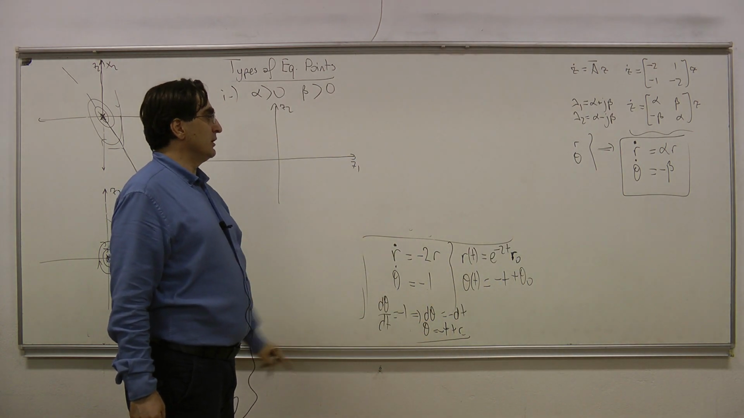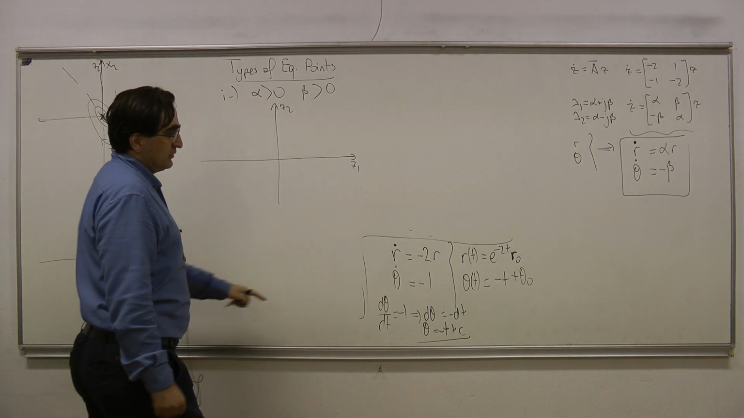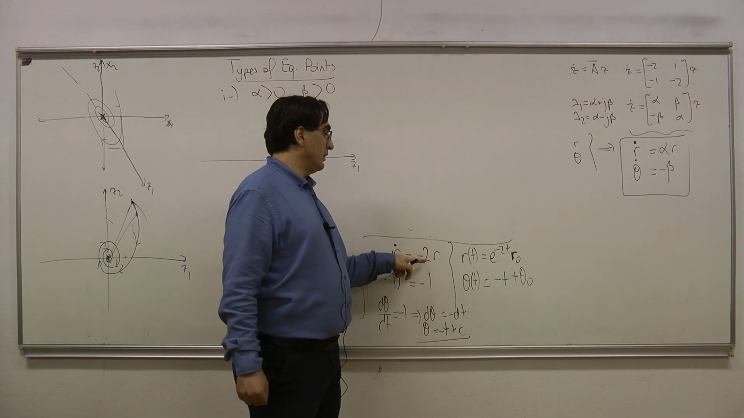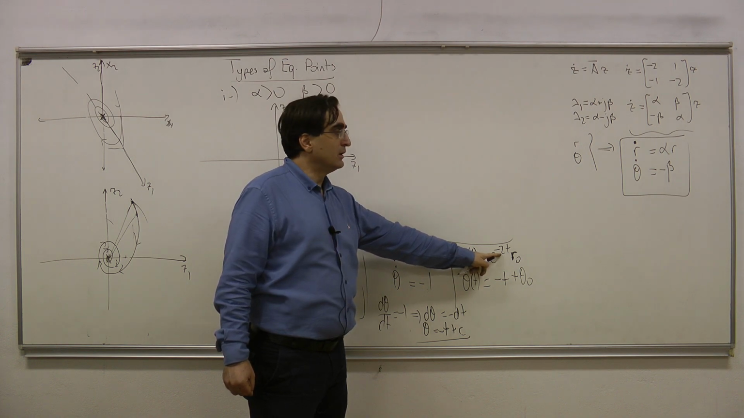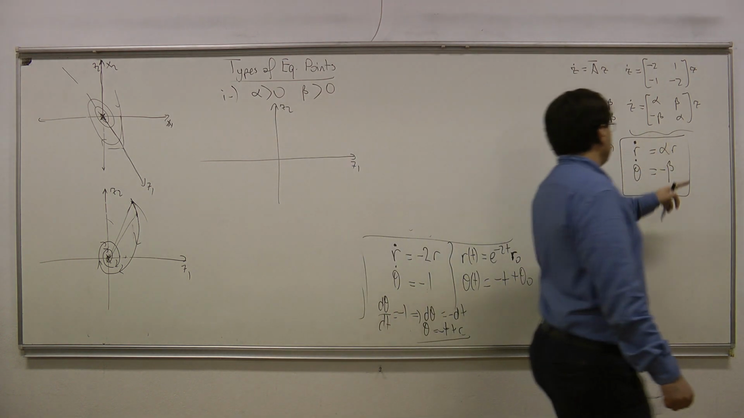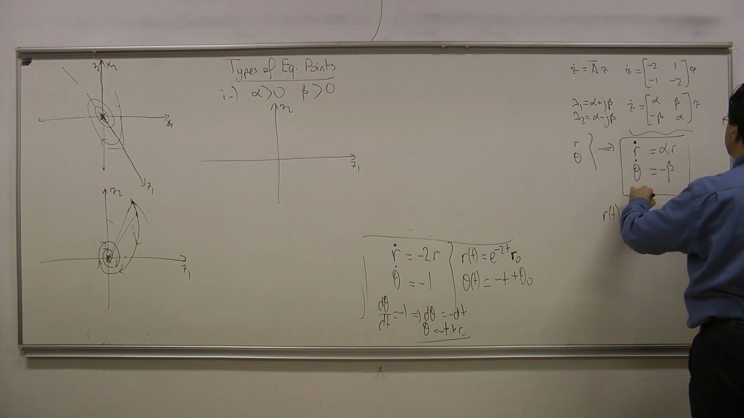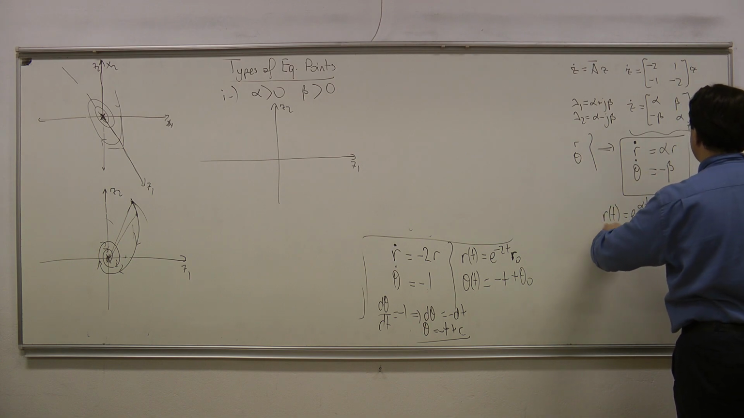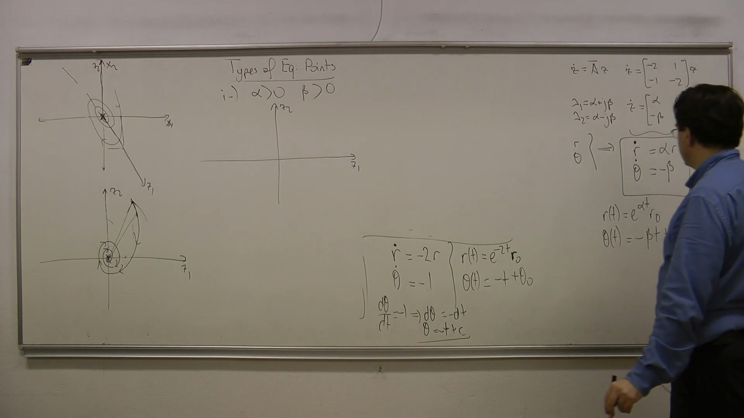And what about the case when alpha is positive? If alpha is positive, then I would have r dot equal to alpha r, and the argument of this exponential would be positive. The solution for this case would be r of t equals e to the alpha t, r0, and theta of t equals minus beta t plus theta 0.